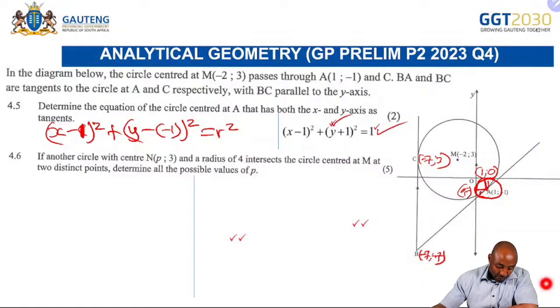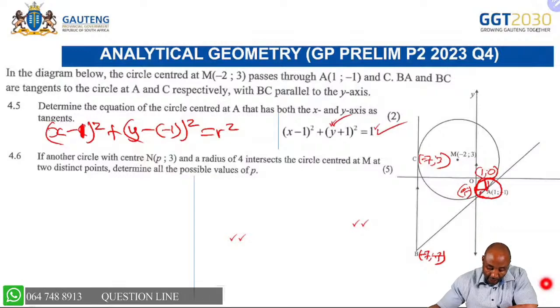We move on to question 4.6. We are told that another circle with center N, where we have P and 3 as the center, and it has a radius of 4, intersects the circle centered M at 2 distinct points. Determine all possible values of P.